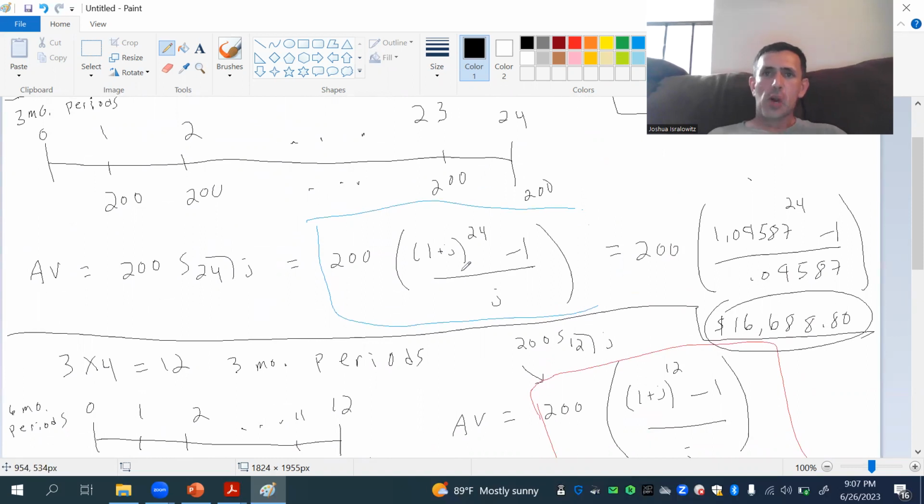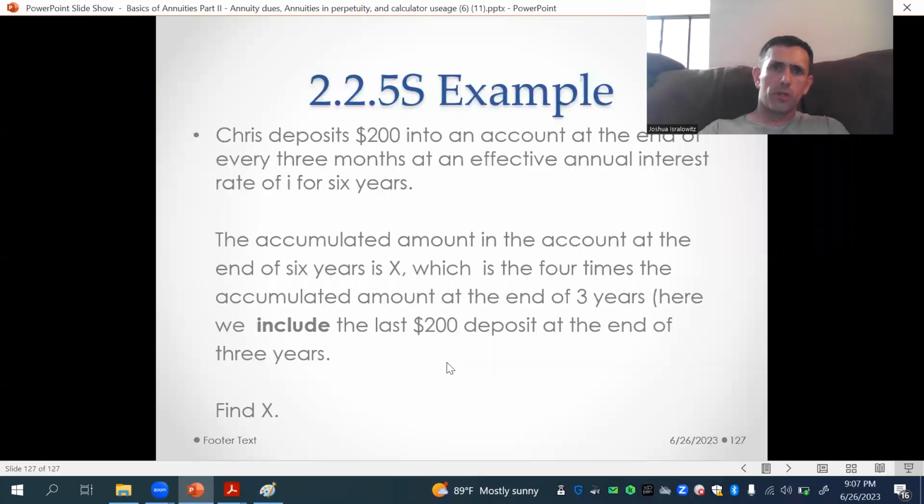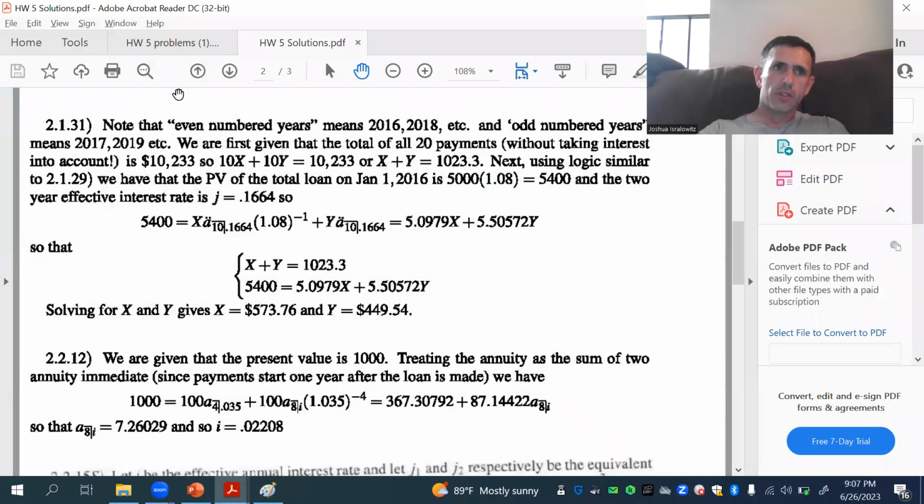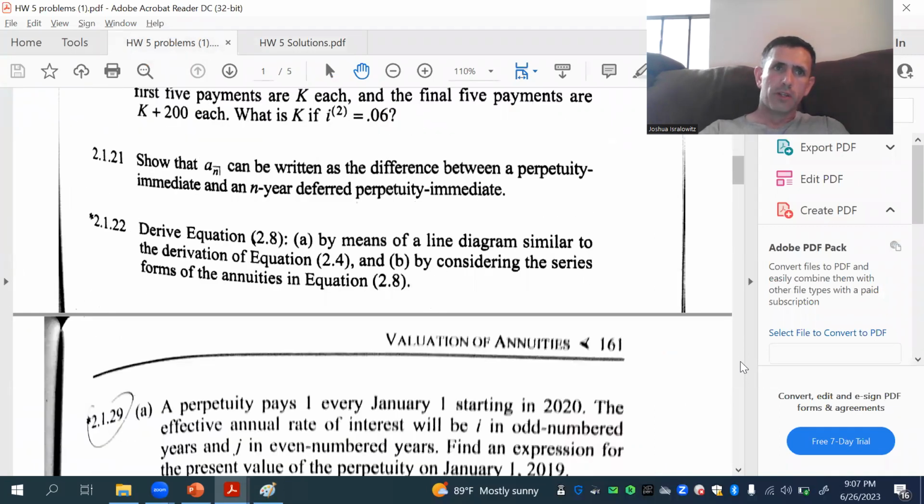And remember here, j is 0.0958. Okay, so let me go over 2 to 12. It's not particularly hard.